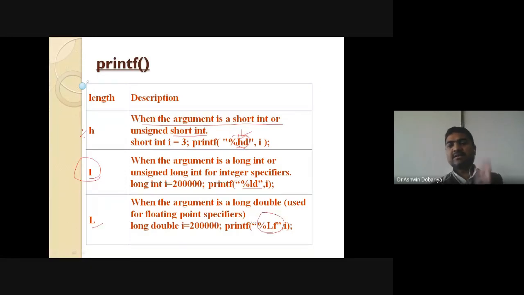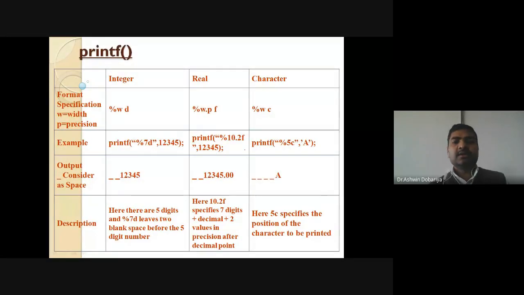We already discussed this in data types also. So in between percentage and d, we are also using the l, percentage ld. ld will be used mostly, and lf, right? We hardly use percentage hd. And I want to finish this within 3 to 5 minutes, right? Still remaining, so I will just finish this concept.